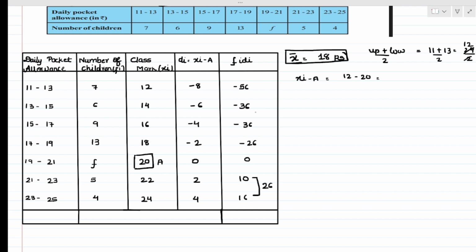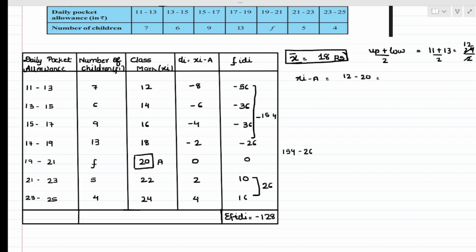56 plus 36 plus 36 is equal to 128, and 128 plus 26 gives us 154. So the summation of all these numbers will be minus 154. Okay, so plus minus minus. So 154 minus 26, it gives you 128. So your answer of sigma Fi di will be equal to minus 128.